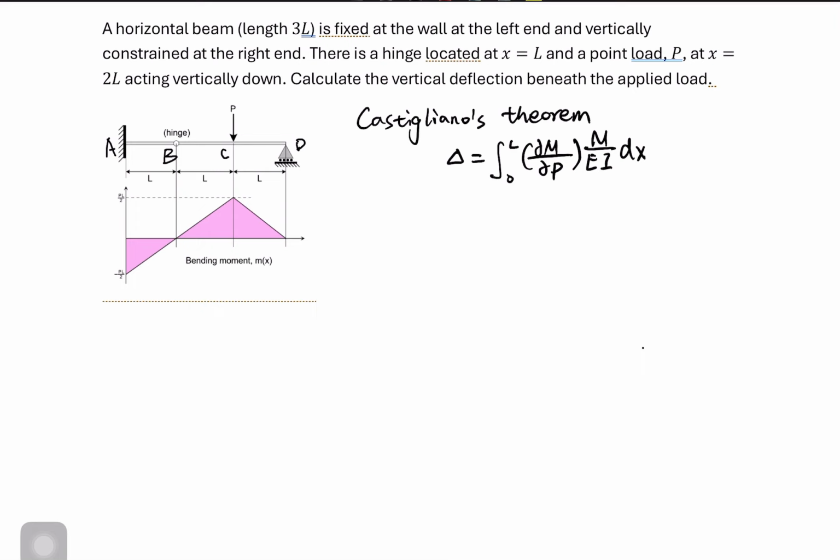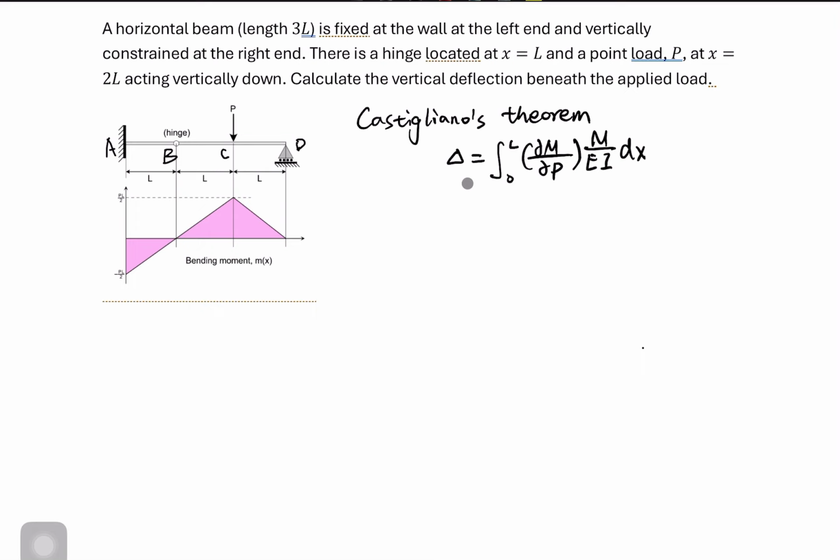The question is, we need to calculate the vertical deflection beneath the applied load. That means at point C, we need to calculate the deflection. There are different methods to calculate the deflection, but here we just talk about how to use Castigliano's theorem to calculate the deflection. The expression for Castigliano's theorem is shown here.